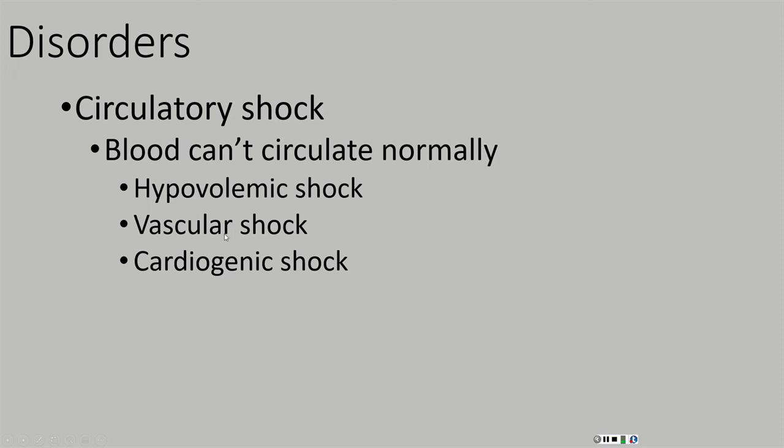Next is vascular shock. In vascular shock, you have normal blood volume, but you have extreme vasodilation. So your peripheral resistance drops a lot. And that will, in turn, really lower your blood pressure, and your blood can't be circulated normally. Finally, cardiogenic shock. Here, again, you have normal blood volume, but your heart is not adequately pumping to circulate your blood. So your heart is the problem in this case.